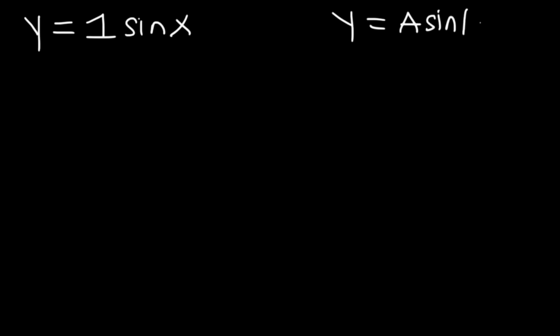Now let's talk about the amplitude of the sine wave. The generic formula is A sine of bx plus c, plus d. Now we're going to focus on A. A, the number in front of sine, is the amplitude. So in this case, the amplitude is equal to 1.